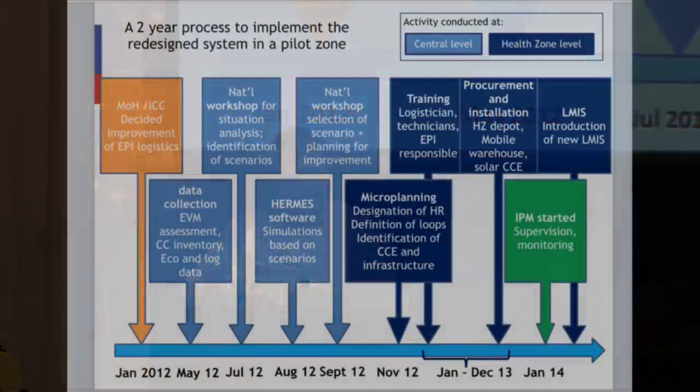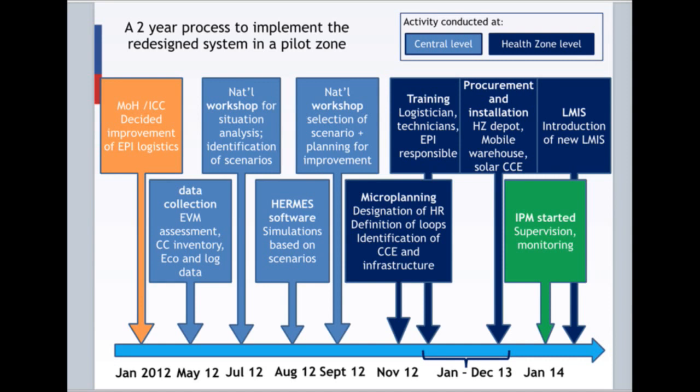So this started with the partners and the Ministry of Health and partners' findings regarding the weak supply chain capacities in Benin. The decision was taken during the interagency committee meeting, where there was a decision for EPI logistic improvements, especially to cope with the new vaccine introduction.